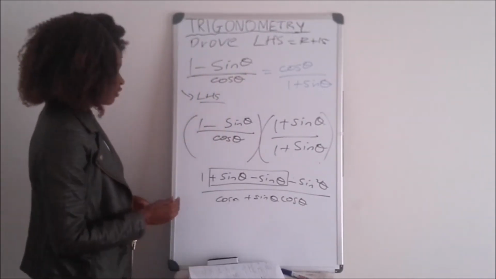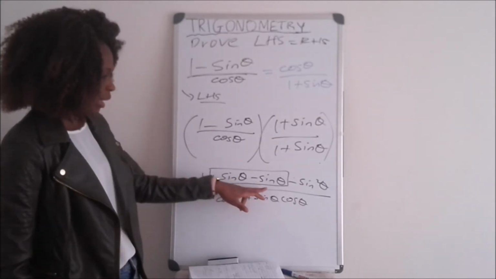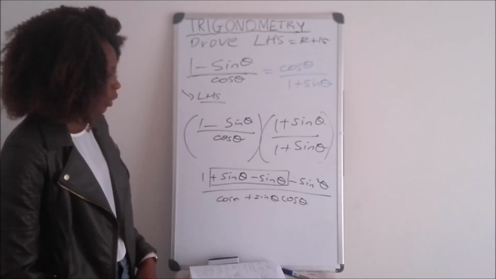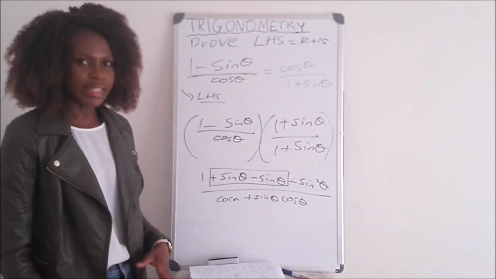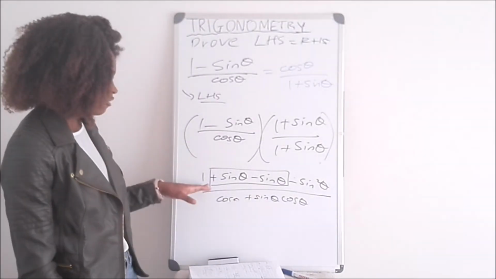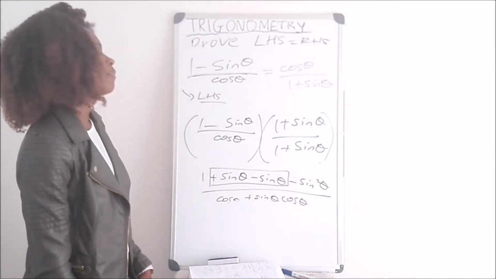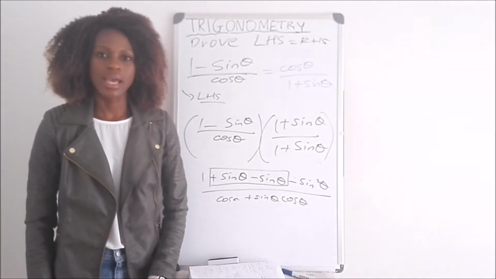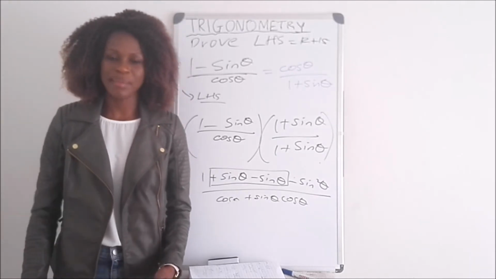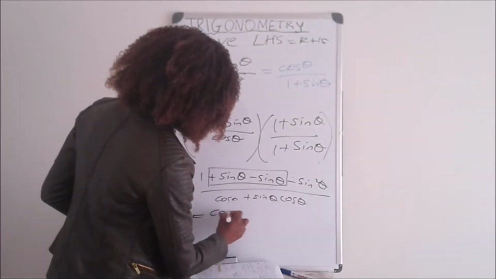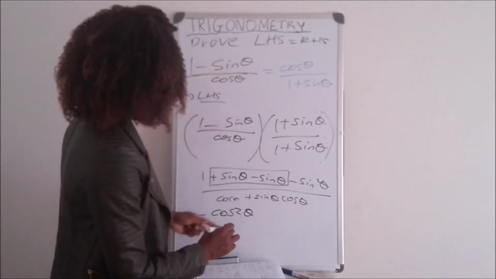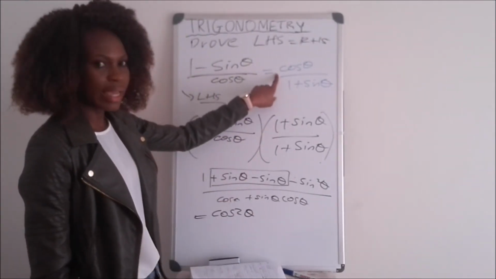Alright, from here guys, 1 plus sine theta minus sine squared theta. This part, the sine theta minus sine theta, is equal to 0. That means that we are left with 1 minus sine squared theta. And remember our identities, cos squared theta is equal to 1 minus sine squared theta. That means that in the numerator we have cos squared theta.